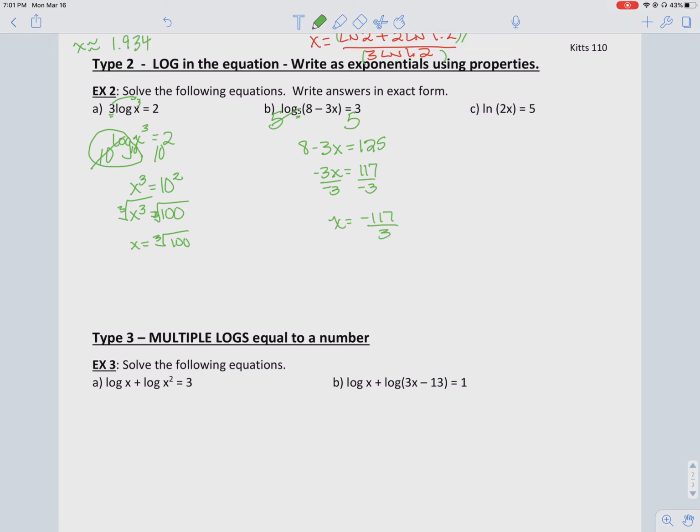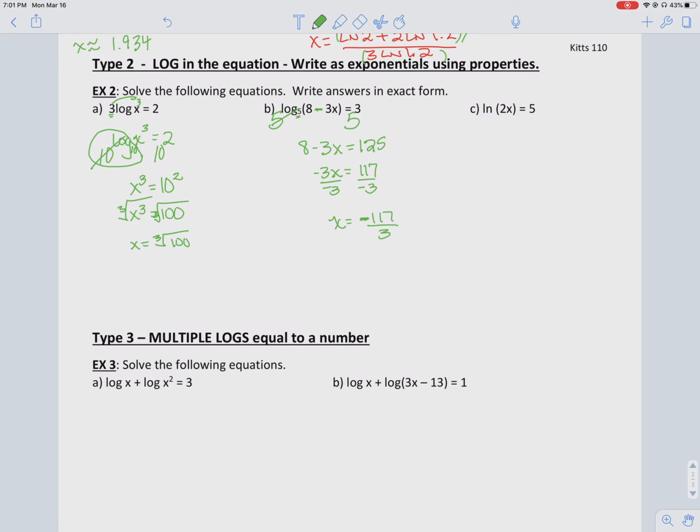Okay, but if you plug that in, notice, oh no, that's going to work. I was going to say it's going to give you a negative, but it won't because we're going to have this negative times that negative. So we'll get a positive answer. So that is the actual answer.